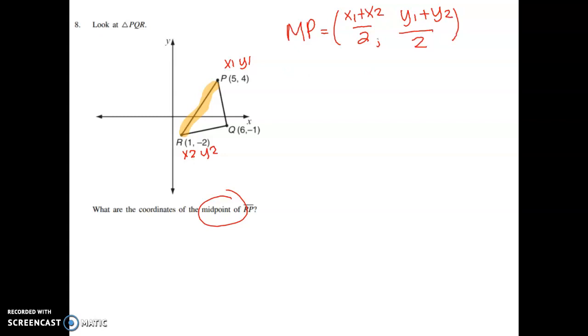So I'm going to start off with my x. So for my coordinate of x, I am going to look for my x1, which is 5, plus my x2, which is 1. I'm going to divide that by 2. 5 plus 1, that's 6. Divide that by 2, that is 3. So my x coordinate for my midpoint is going to be 3. I want you guys to do the same thing for the y coordinate. And do it on your own, pause it, go get your answer checked, and we can move on.